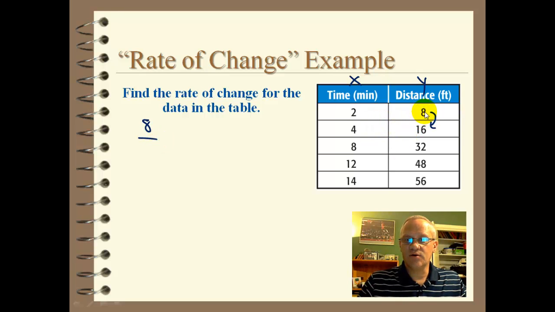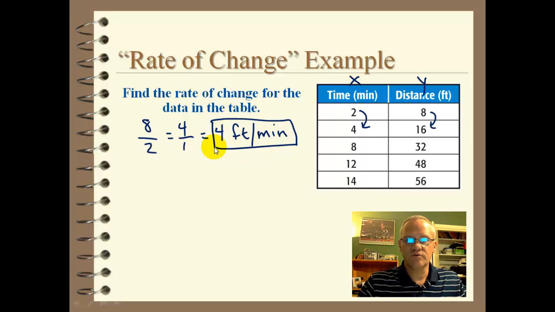At the same time that this went from 8 to 16, how much did x change? It went from 2 to 4, so it went up by 2. So it changed by 8 every time x changed by 2. We could simplify or reduce this to 4 over 1, or in other words, 4 feet per minute. Miles per hour, miles per gallon, those are examples of rate of change. So in this case, 4 feet per minute.